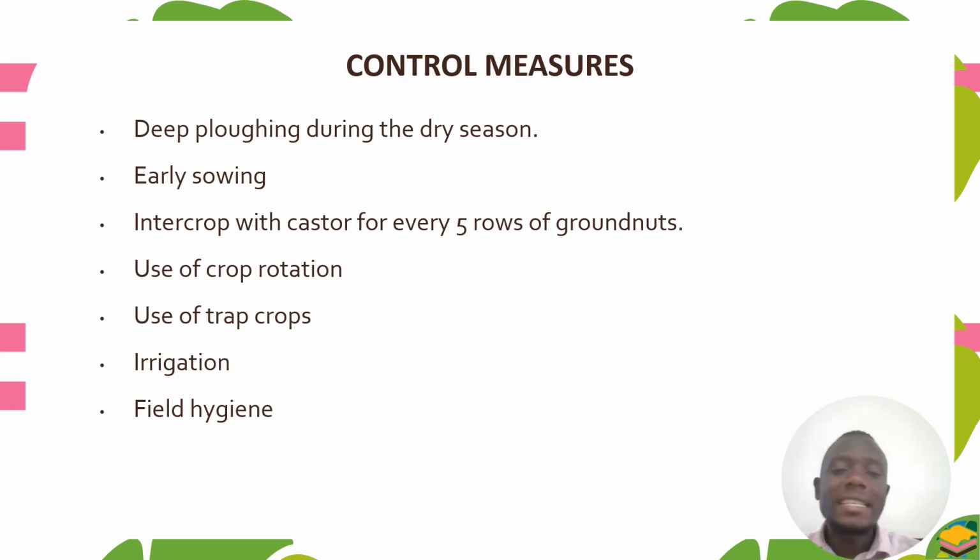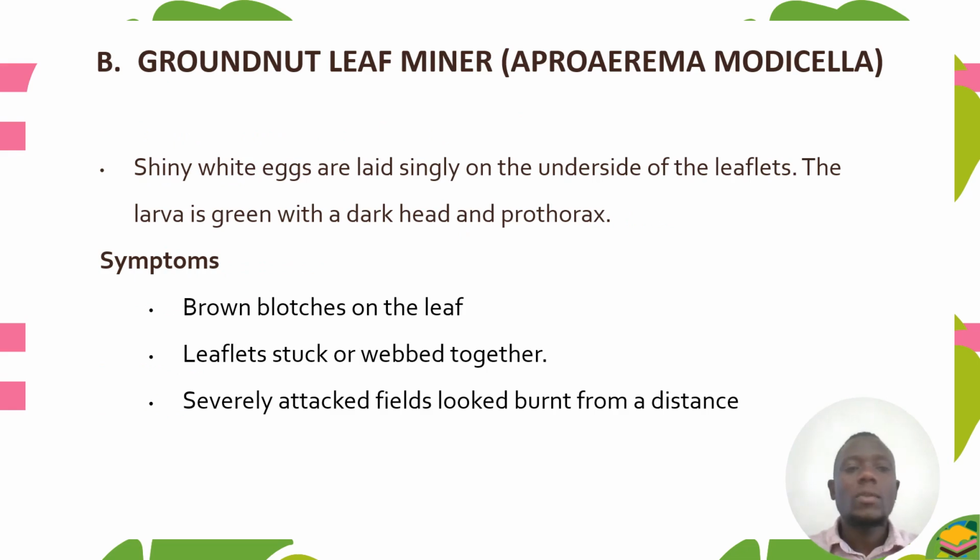Then we've got field hygiene. It's also one way of controlling red hairy caterpillars. Talk of weeding, because some weeds harbor or keep these red hairy caterpillars. So field hygiene is also one way of controlling red hairy caterpillars. The second one is groundnut leaf miner.